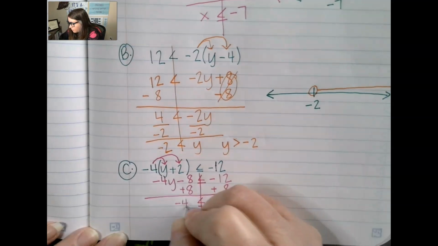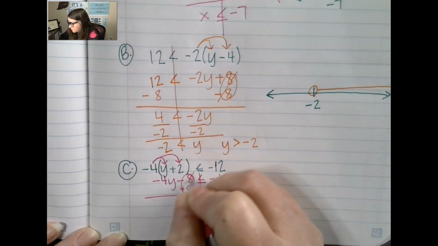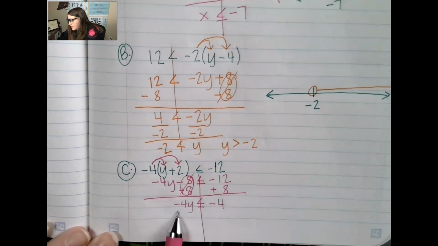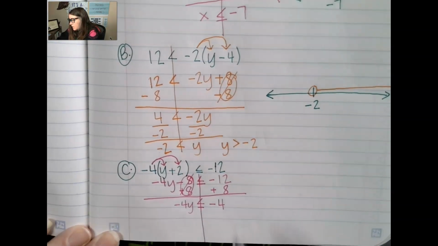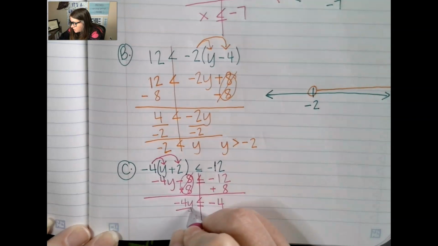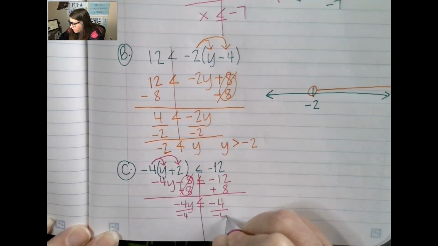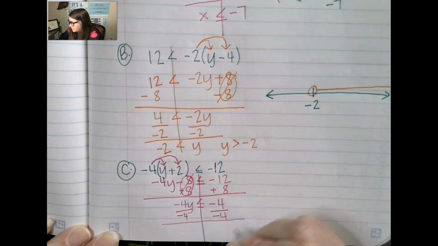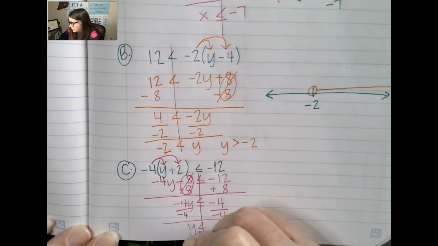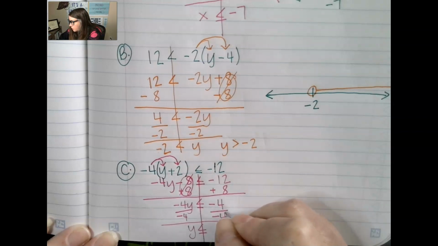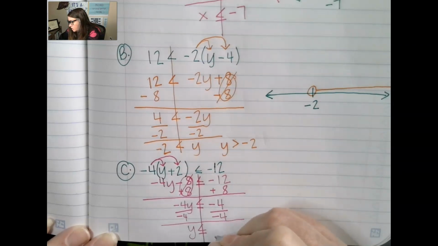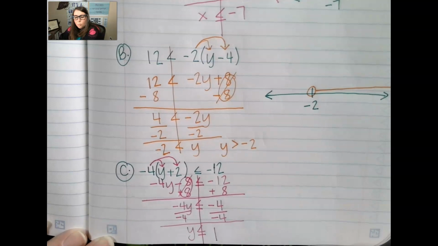And now we drop everything else down. Remember, this went away. All right. Right now it says multiplication, so the opposite of multiplication is division. So we're going to divide and divide. So this new problem says that y is less than or equal to negative 4 divided by negative 4, which gives us a positive 1.